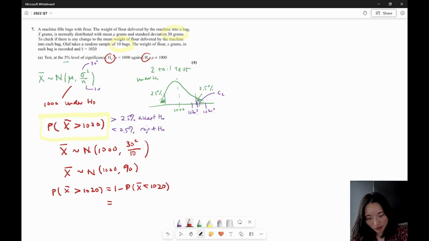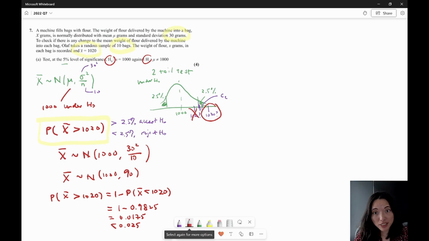So plugging this into our calculator, the probability of X bar less than 1020, with X bar following the distribution that we have worked out, is 1 minus 0.9825, which equals 0.0175. This is less than 0.025, which is 2.5%. Now, because it's less than 2.5%, we know that 1020 is in the critical region.